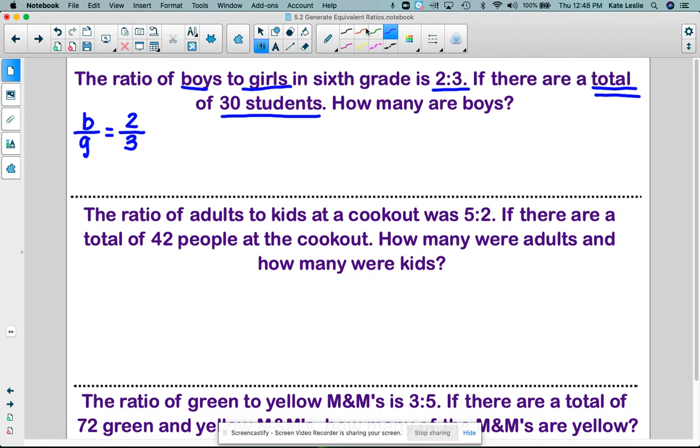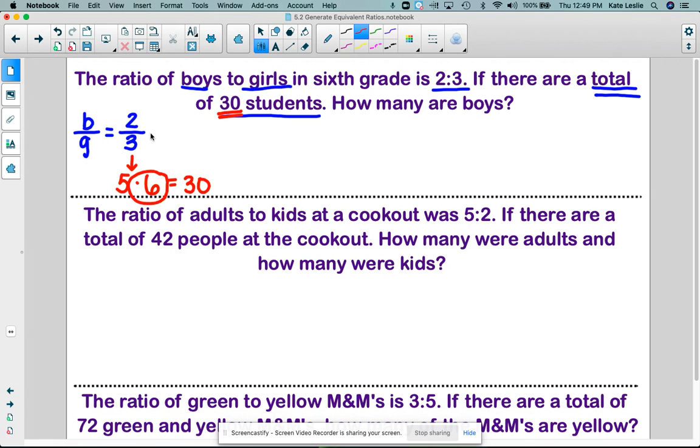So pay very close attention. Right now, I need to combine these two. So I have to do 2 plus 3 to figure out how many total students I have here. If I have 2 boys and 3 girls, that's a total of 5 students. Now we need to ask ourselves, what can you do to 5 to get 30? Because ultimately they want me to have 30 students. And I know that 5 times 6 equals 30. So this times 6, I'm going to circle because this is extremely important.